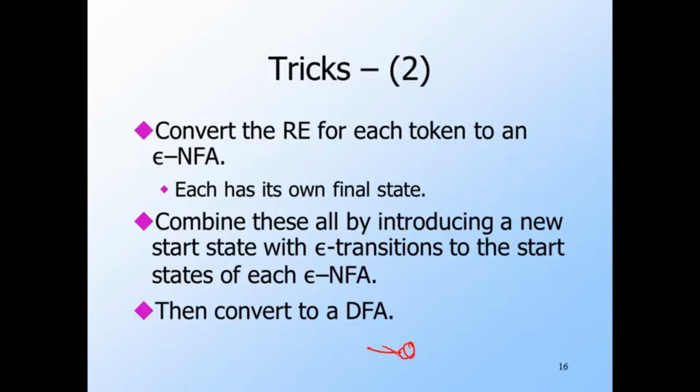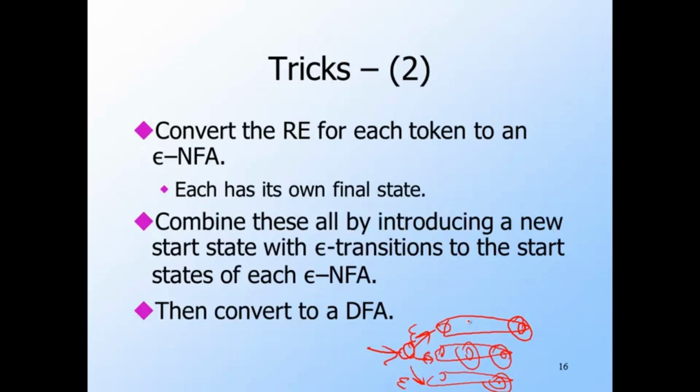Here's the new start state. Here are all the old start states and their automata. And we just put transitions on epsilon to each one of them. Okay. All the final states of the NFAs remain final, and they each have their associated actions. So, for example, these are all final states. An NFA can have several final states, in fact.